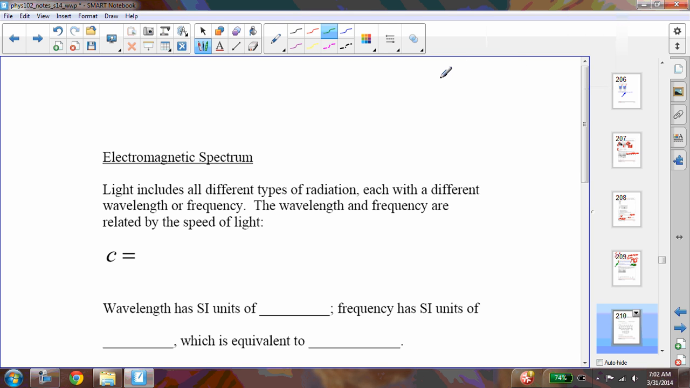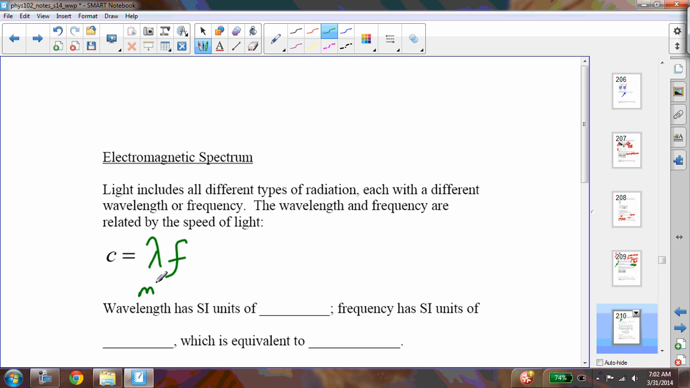Okay, so the final topic in this chapter is on the electromagnetic spectrum. Honestly, you've probably seen this before, but we might see a couple of new things. First of all, the speed of light is related by the wavelength and the frequency of the light. So the speed of light is given by lambda times the frequency.